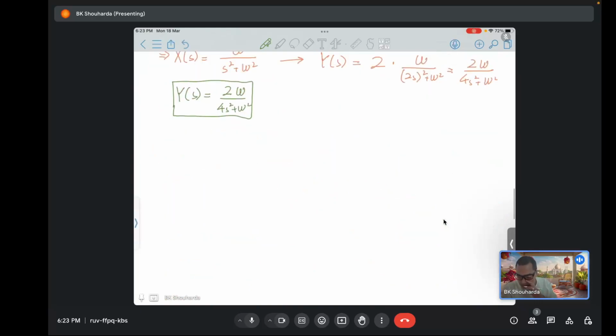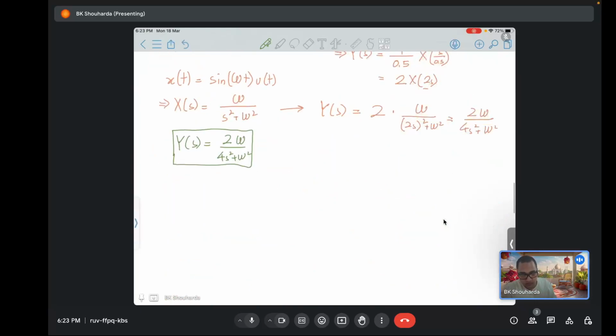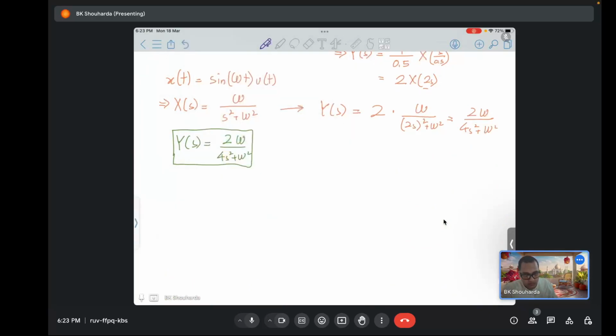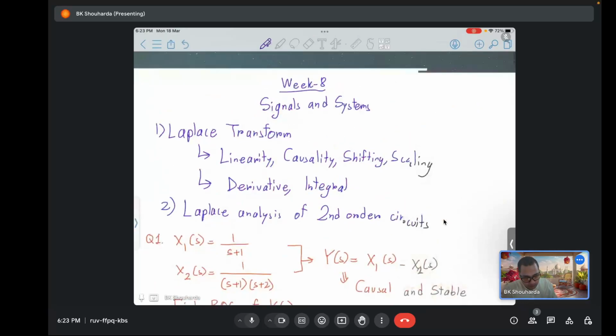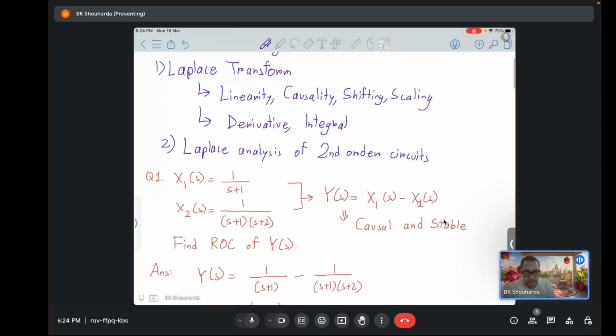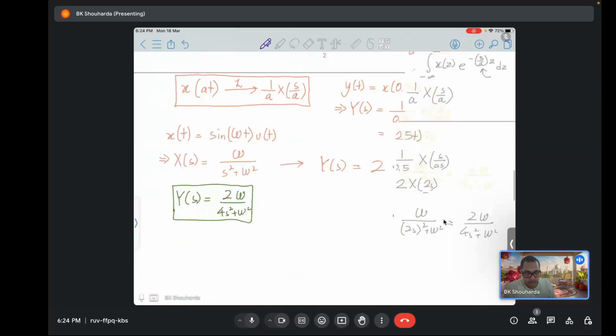Alright, so now some other questions, easier ones, but before that let us look into some other properties. Okay, so we have done linearity, which is quite obvious because a times x plus b times y is something common that we have dealt with. So we have done shifting and scaling. Let's look into the derivative first.